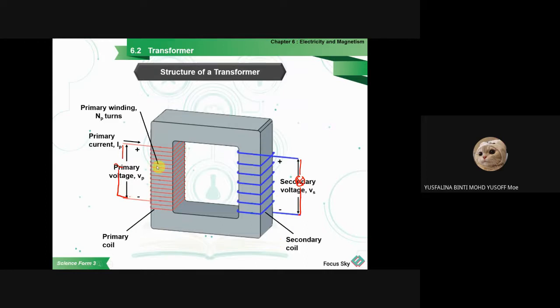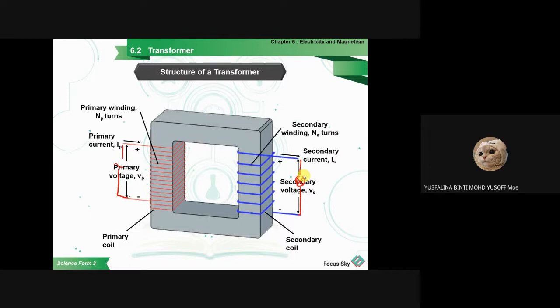So this is the label. I already told you this is called the primary coil, and this is the secondary coil. The primary coil we connect to the alternating current, and this one you can connect to any electrical device. Let's say a bulb, or maybe a television. Any electrical device can be connected here.